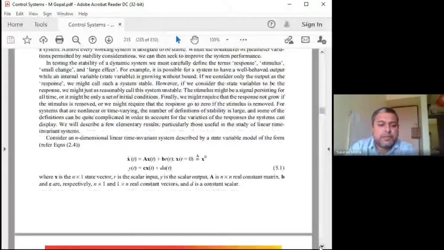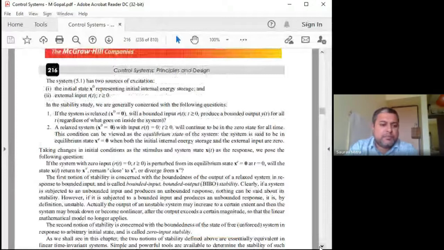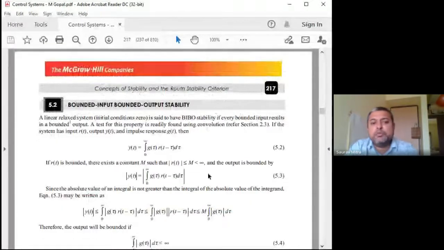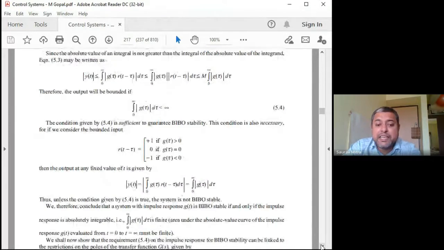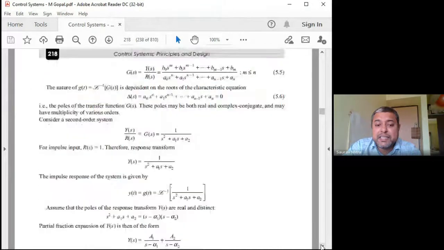You can go through it. We have actually seen this module because we had done bounded input, bounded output stability in the second chapter, and in the first chapter also. What is meant by bounded input, bounded output? What is the area under the curve, finite energy? All those things we have seen.